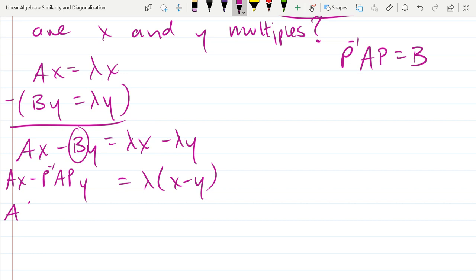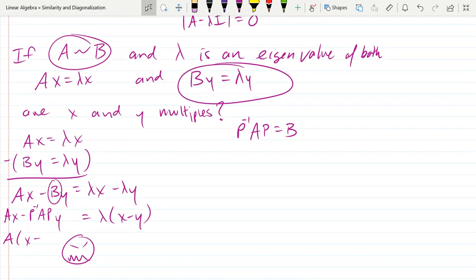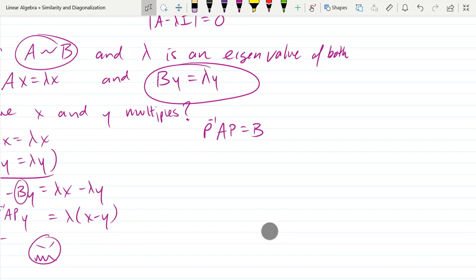So why would it be illegal to factor A out? It's basically because multiplication is not commutative. That would normally work if we had commutativity. I would just bring the A outside. But matrices are quite tricky. All right. So let's draw an angry face. So let's start over. So we'll just move to the right a little bit and get some more space. So let's start with this: B Y equals lambda Y. So now I will use that similarity property.